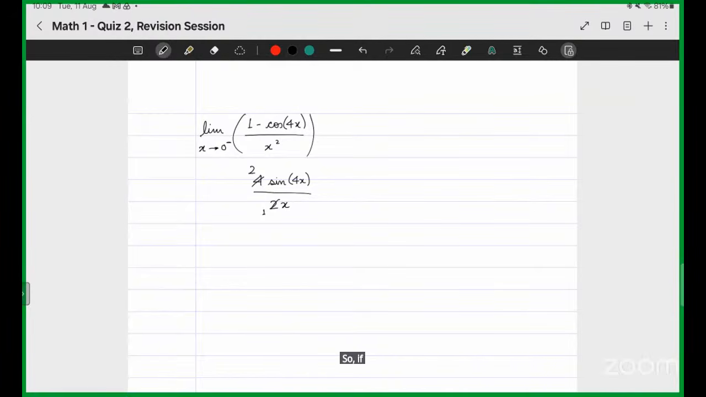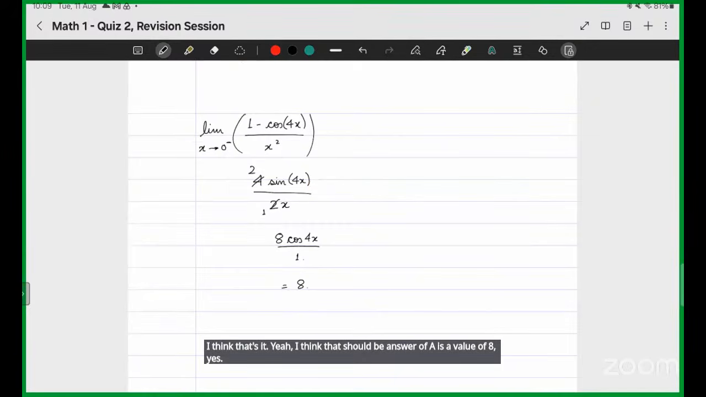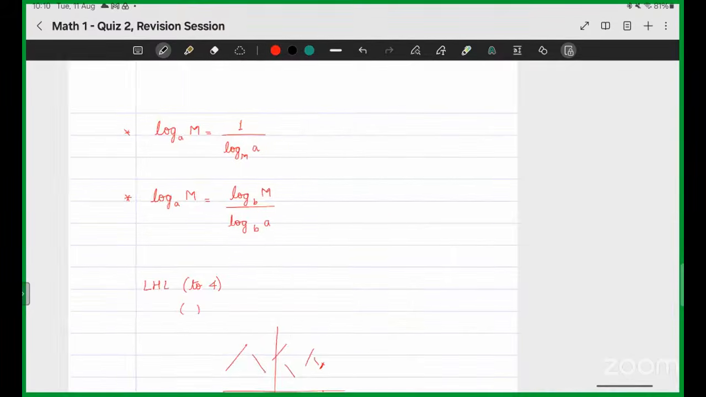If we again use it, then it will become 8x cos 4x. Sir, can't we multiply and divide by 4 on the expression and directly get 1? Yes, you can. Then it will become 8. So the limit of this is 8, right? I think that is the answer. A is a value of 8, yes. Then it has to be 8.